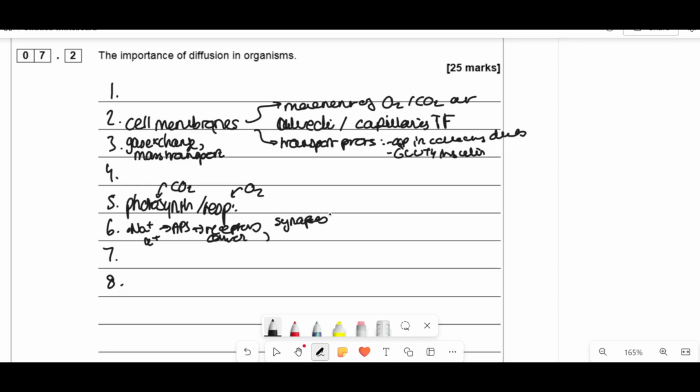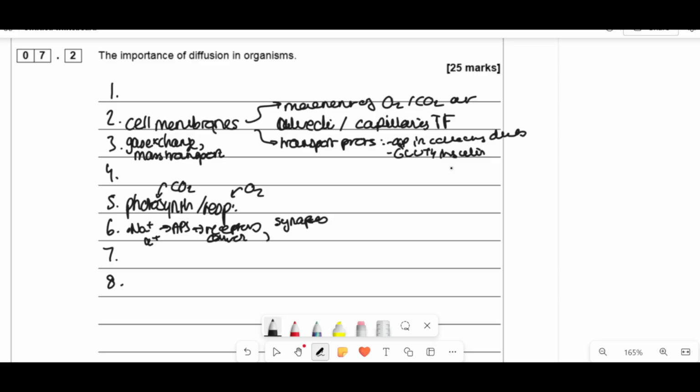Synapses as well. When you get a nerve to a muscle, how do you actually make the muscle contract? Acetylcholine will diffuse across the synaptic cleft and bind to receptors. So that's pretty important. So synapses are pretty hefty. As well as that, like we were saying here, the control of glucose with the insulin binding and then the facilitated diffusion of glucose in. And then as well as that, the control of blood water potential as well. So can you see how those links come together?